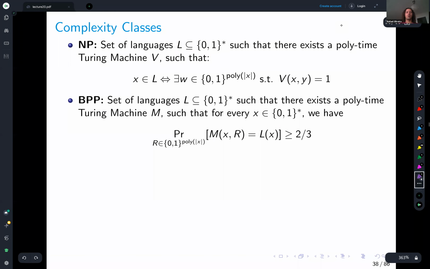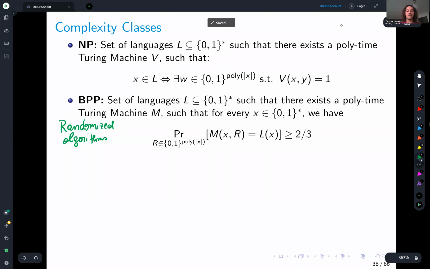Okay, so, all right. And now we also have the class BPP. This class BPP is bounded-error probabilistic polynomial time. And this is the class that encompasses randomized algorithms. There are other, more refined classes, but this is kind of the canonical class for randomized algorithms.